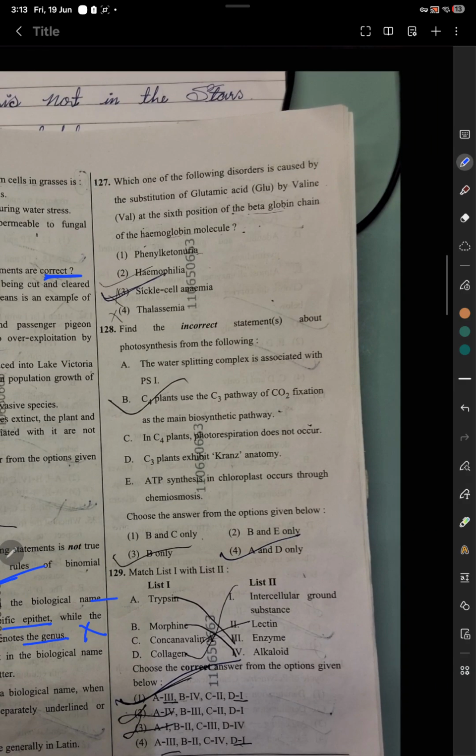So question number 127. Which one of the following disorders is caused by substitution of glutamic acid by valine at the 6th position of the beta globin chain of the hemoglobin molecule? So sickle cell anemia is your answer.